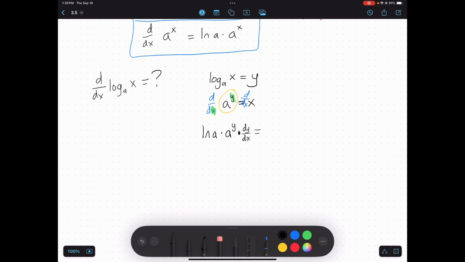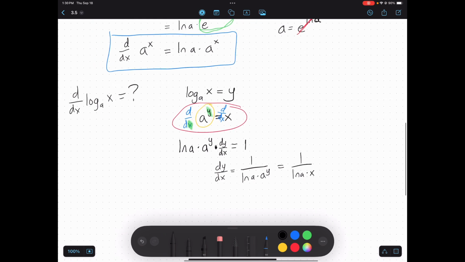Well, what about the other side? The derivative of x is just 1. And now I can solve for my derivative. I get 1 over the natural log of a times a to the y. Well, what's a to the y again? That comes back to what we said right here. a to the y is just equal to x. So 1 over natural log of a times x.